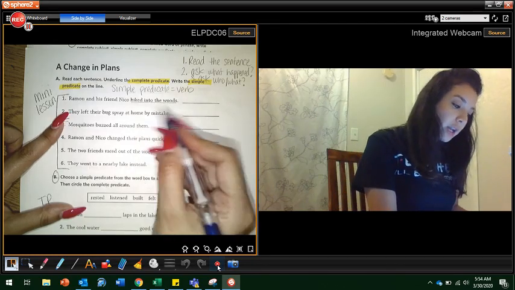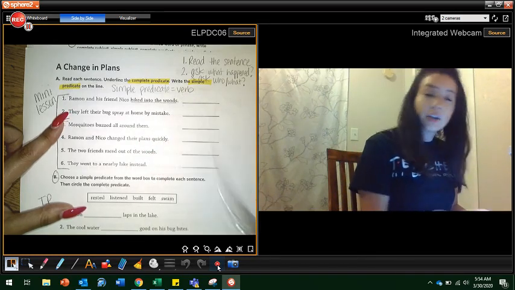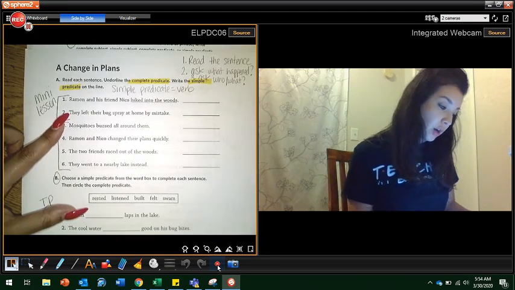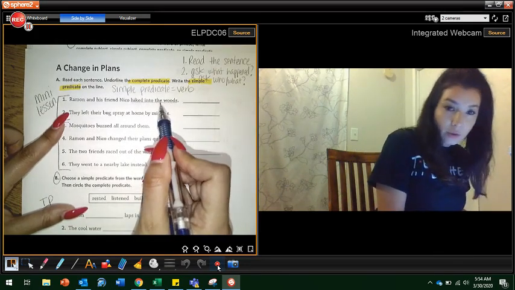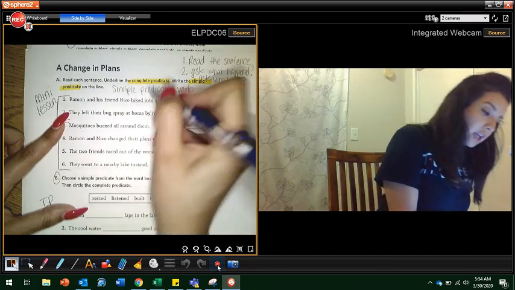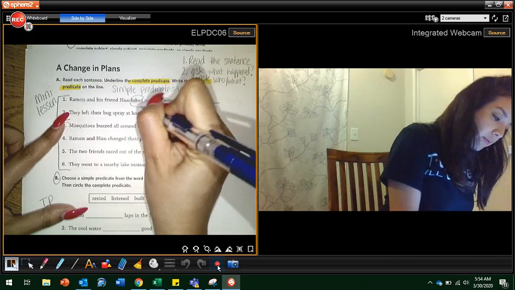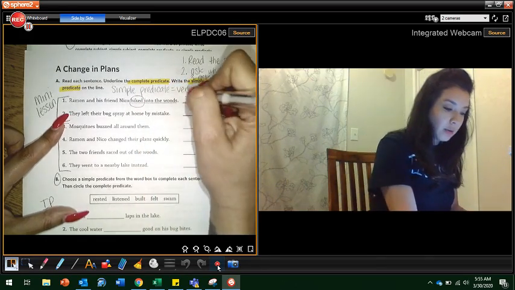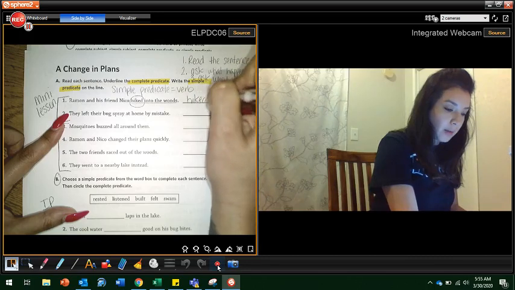So then when I look at this, I look for my verb. What is the action word that I'm looking for? I know they hiked in the woods, so that's telling me where they did an action. But if I look at hiked, that's my simple predicate. That's my verb. So I would write it on the line with my best handwriting.